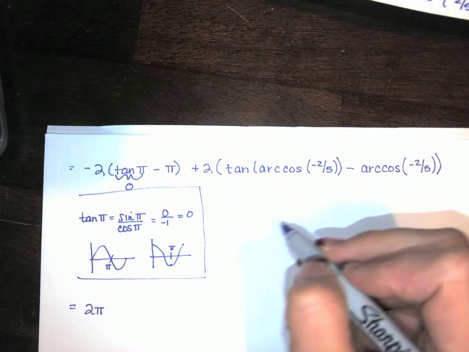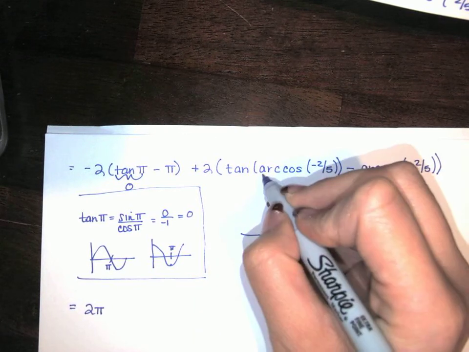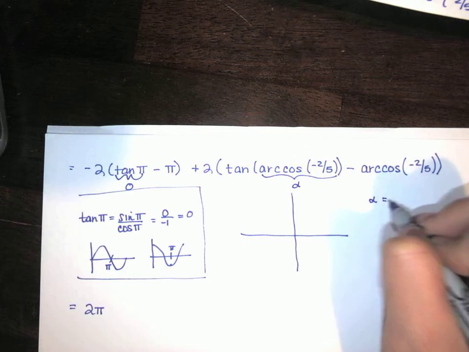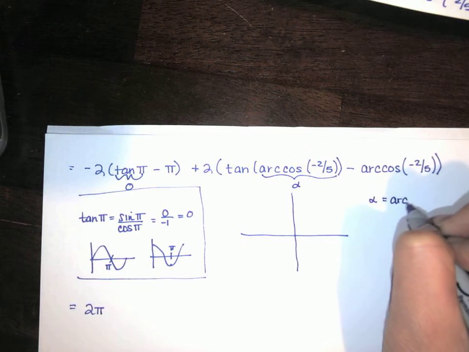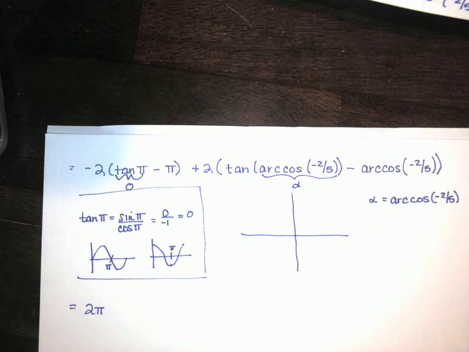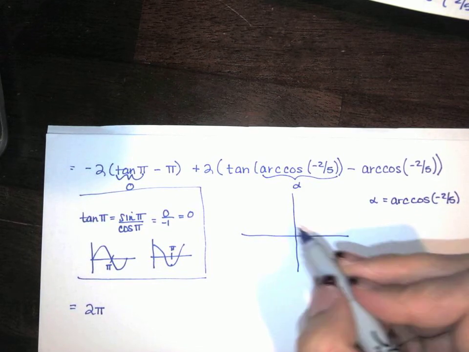Let's figure out what that is. So in order to do that, we want to remember arc cosine is going to give me some angle. I'm just going to call it alpha. So alpha is defined to be the arc cosine of negative 2 over 5. And remember, arc cosine always gives you an angle between 0 and pi.